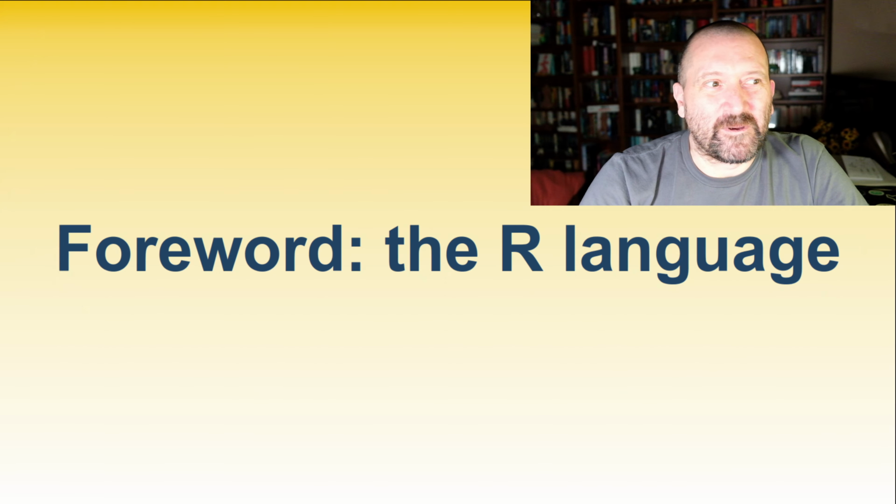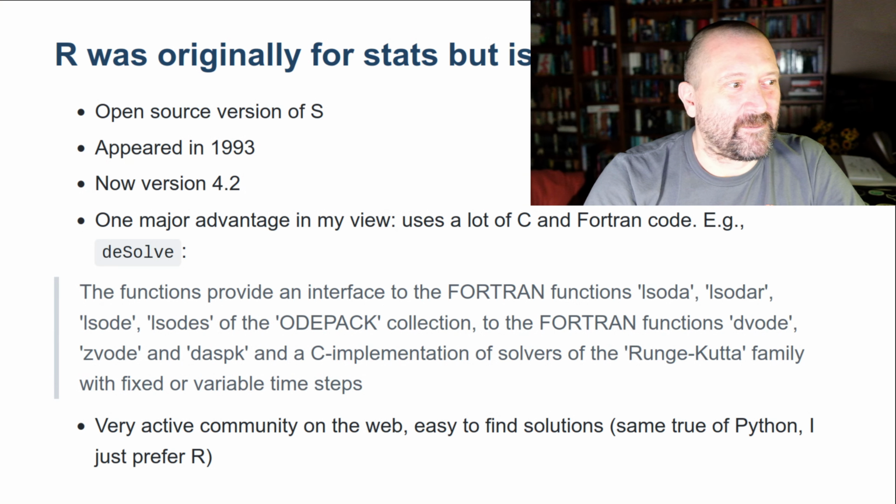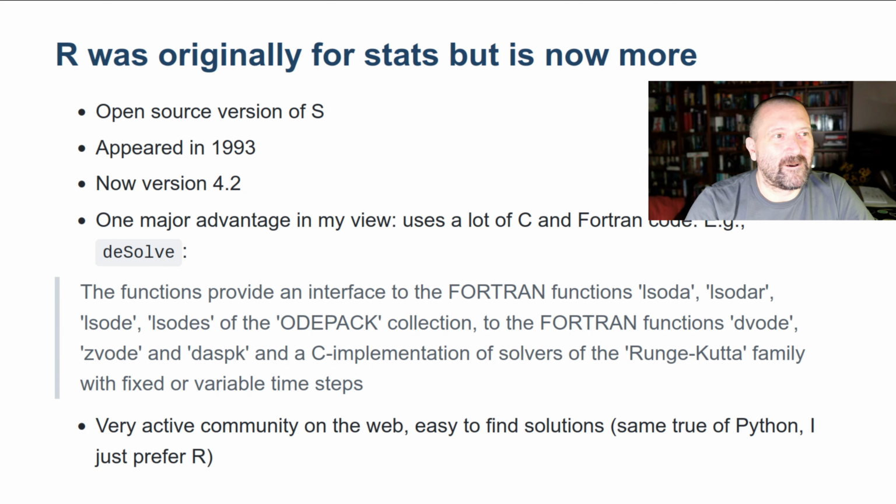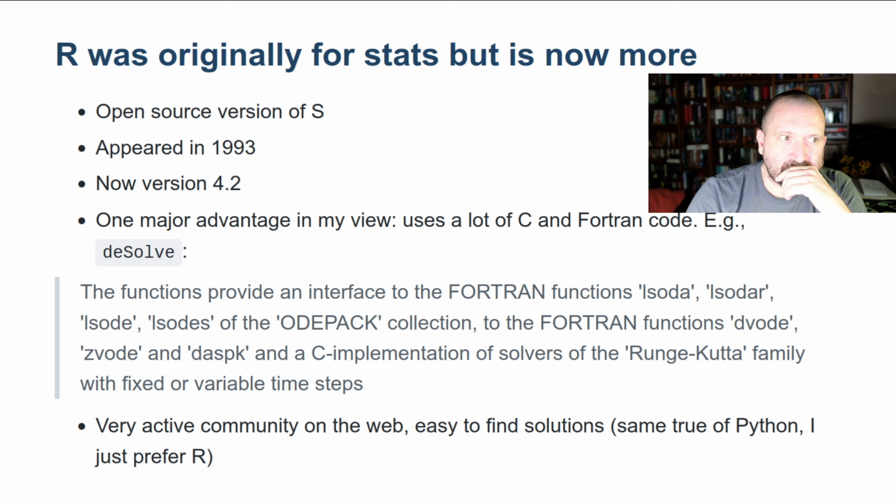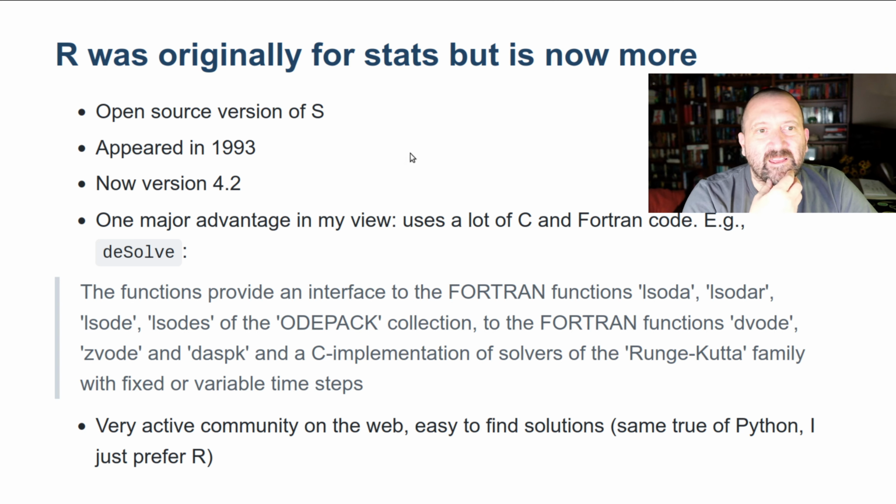So to begin with, the R language. So let me make myself smaller. R is a language that was developed for statistics. It's an open source version of another language called S. It is not so young. It appeared in 1993. It's now in version 4.2 as of very recently, late April 2022.